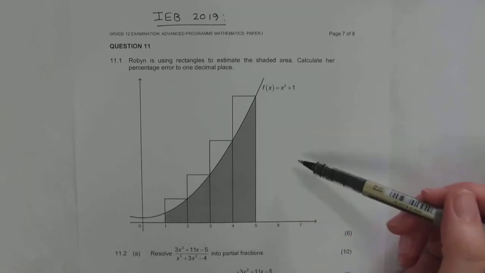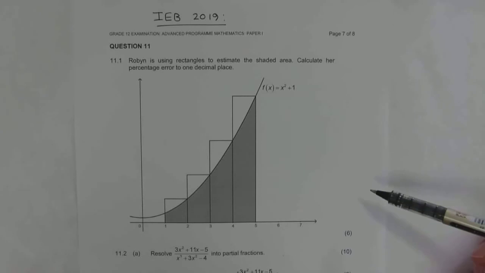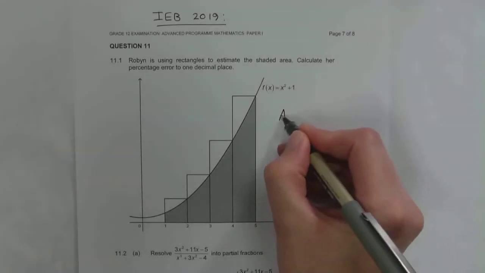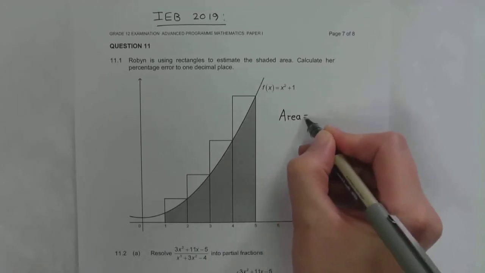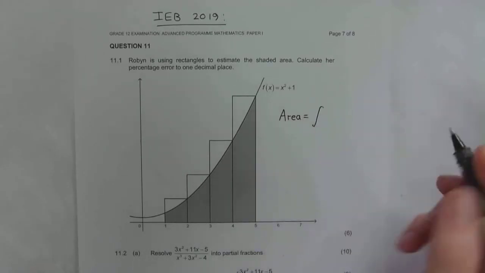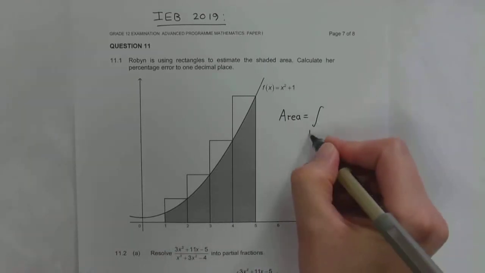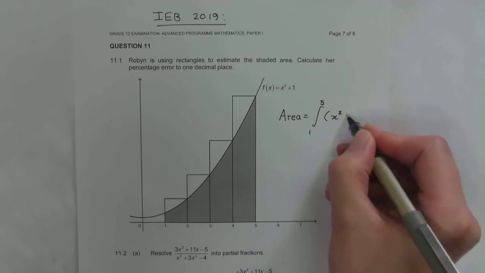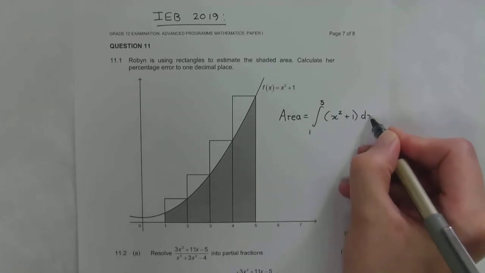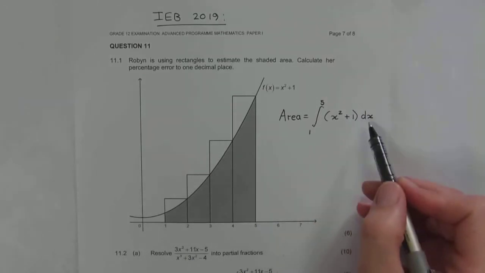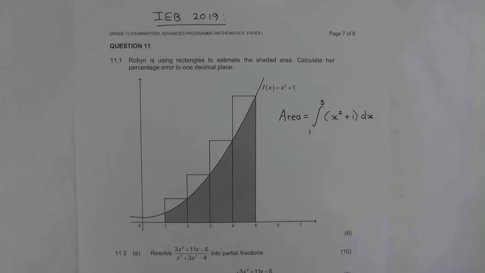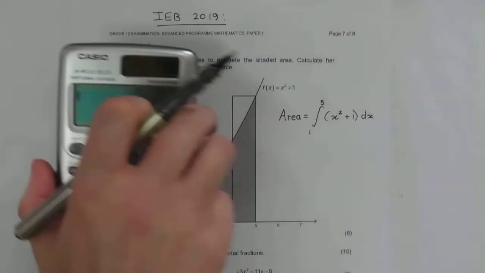So if I want to calculate the percentage error, I first need to work out the exact area, and I also need to work out the area of these rectangles. The exact area is actually very easy to do. We've spoken about that: the exact area is going to be the integral going from 1 to 5 of that function, x squared plus 1 dx. And I can just calculate this on my calculator, because the nice thing is they've given me all the information I need. They've given me the function.